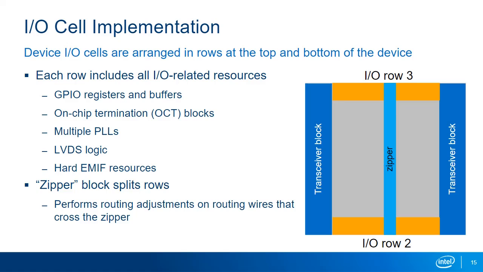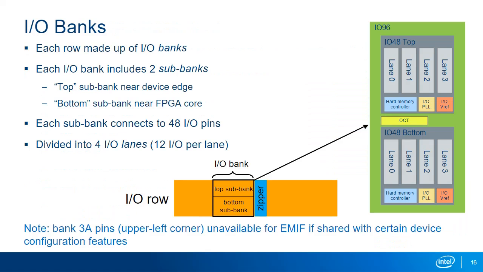Each row includes all the resources needed to implement memory interfaces, as well as all other available general I/O related functions. Each I/O row is divided up into a number of I/O banks. Banks are designated in a similar manner to how sub-banks were referenced in previous devices, but now use the row number and a reference designator. So the second bank of I/O row 2 at the bottom of the device is named 2B, and the first bank of row 3 at the top of the device is named 3A.